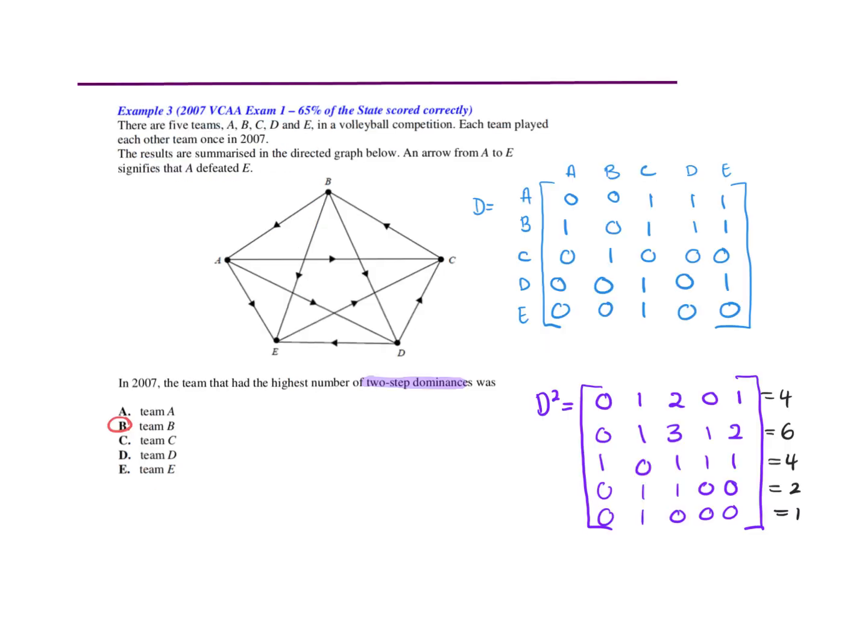Okay, let's do this. It's another one. It says 5 teams, A, B, and C. They're in a volleyball competition. They all played each other. Here's the results. And then it says here, in 2007, the team with the highest 2-step dominance. So all you have to do is add up D squared. So you have to be careful.